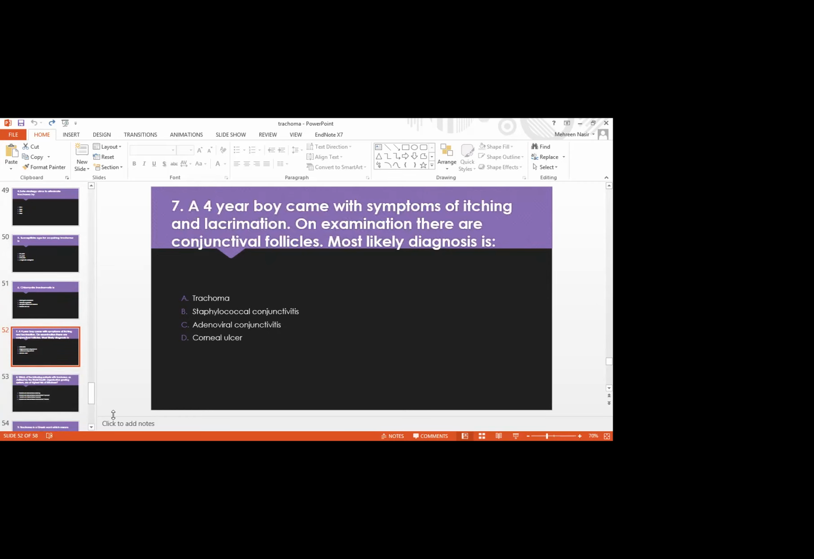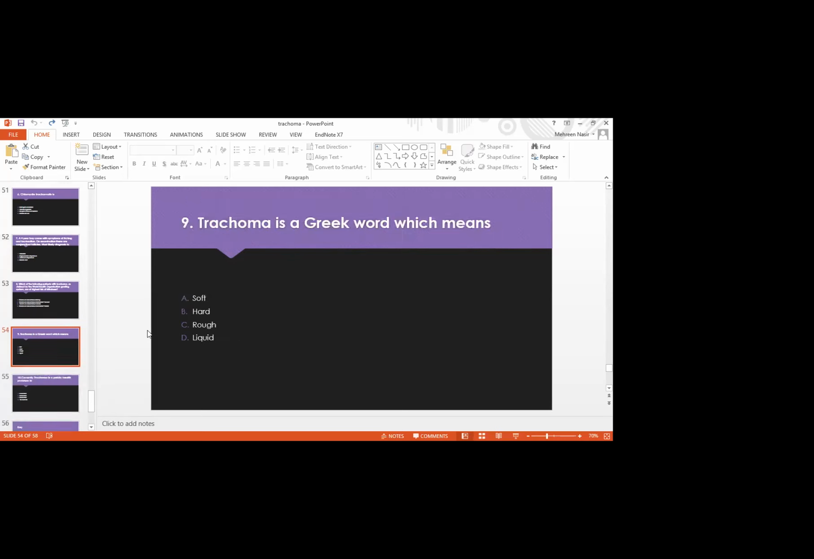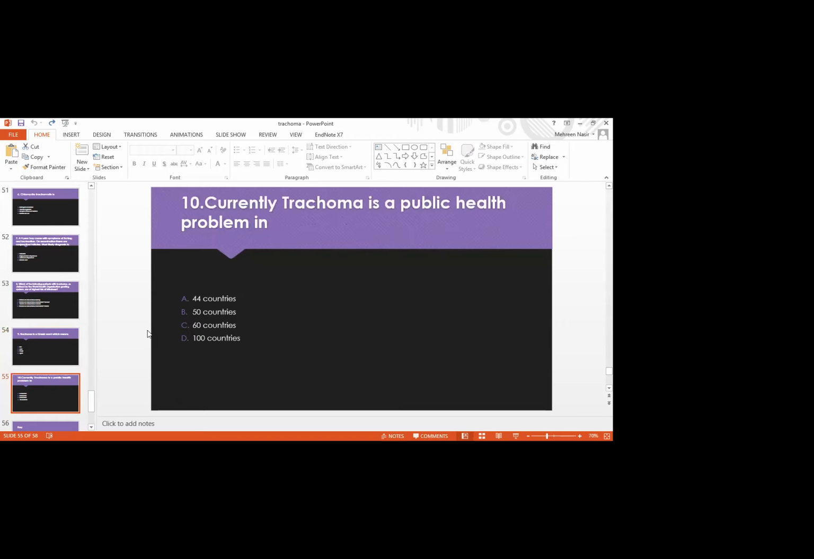A 4-year-old boy came with symptoms of itching and lacrimation. The patient has conjunctival follicles. So, yes, the correct answer is trachoma, because conjunctival follicles are diagnostic for trachoma. Which of the following patients with trachoma, as defined by the WHO grading system, are at highest risk of blindness? C, trichiasis. Yes, patients with trachomatous trichiasis, which means inverted eyelids, are at highest risk of blindness. And trachoma is a Greek word which means rough. Currently, trachoma is a public health problem in 44 countries.